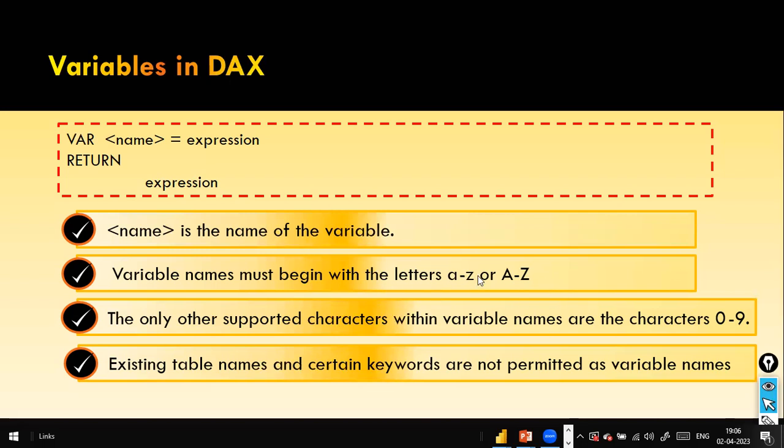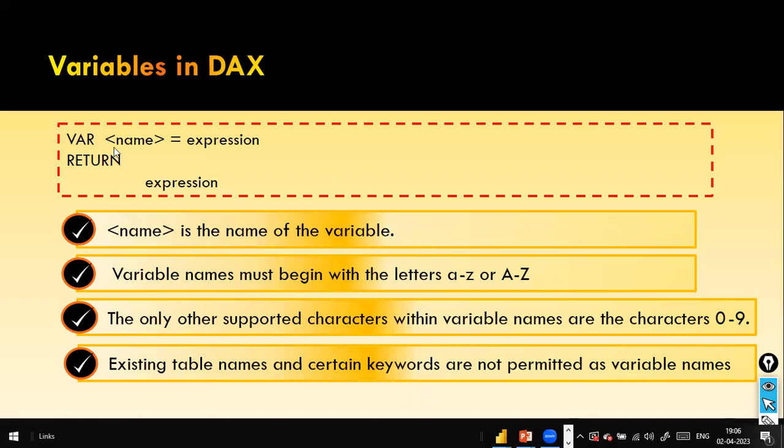So your variable can contain letters as well as numeric values. You are not supposed to start the variable name with a numeric value, and also you cannot use the numeric 1 2 3 as a variable name. It should be a mix of letters and numbers, but your variable name should not start with a number. Also, existing table names and certain keywords are not permitted as variable names. These are the things you need to keep in mind while defining the variable.